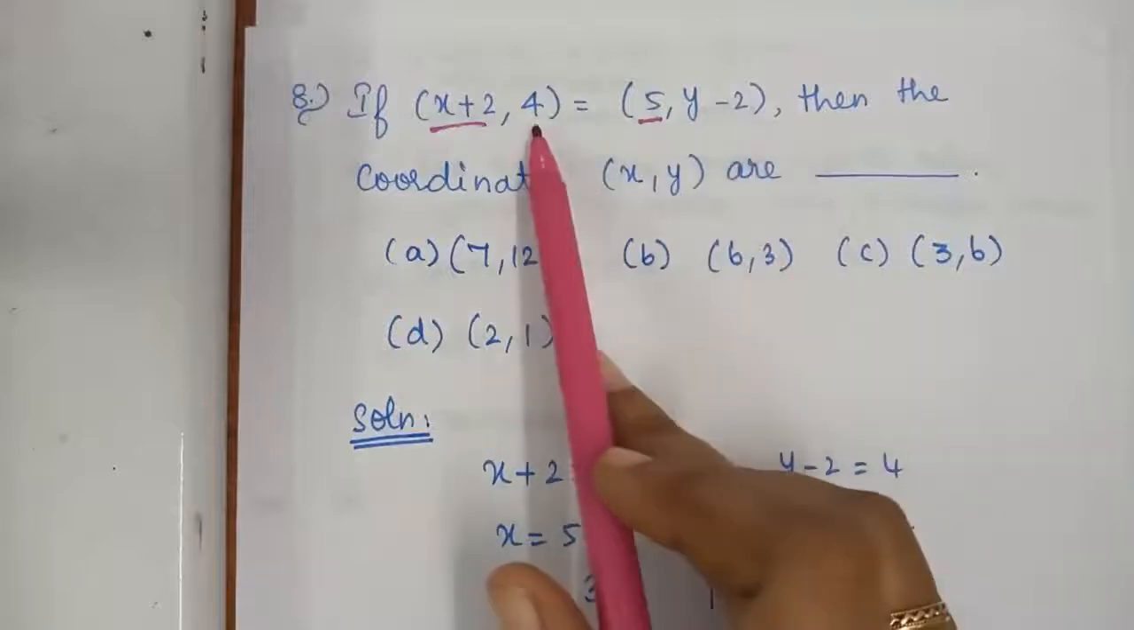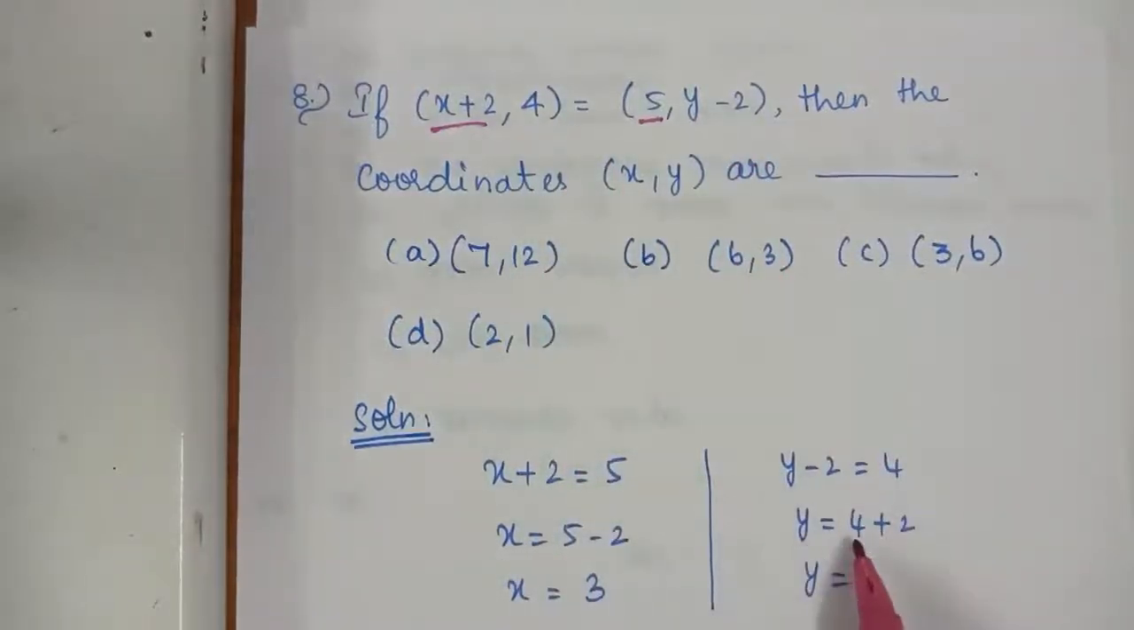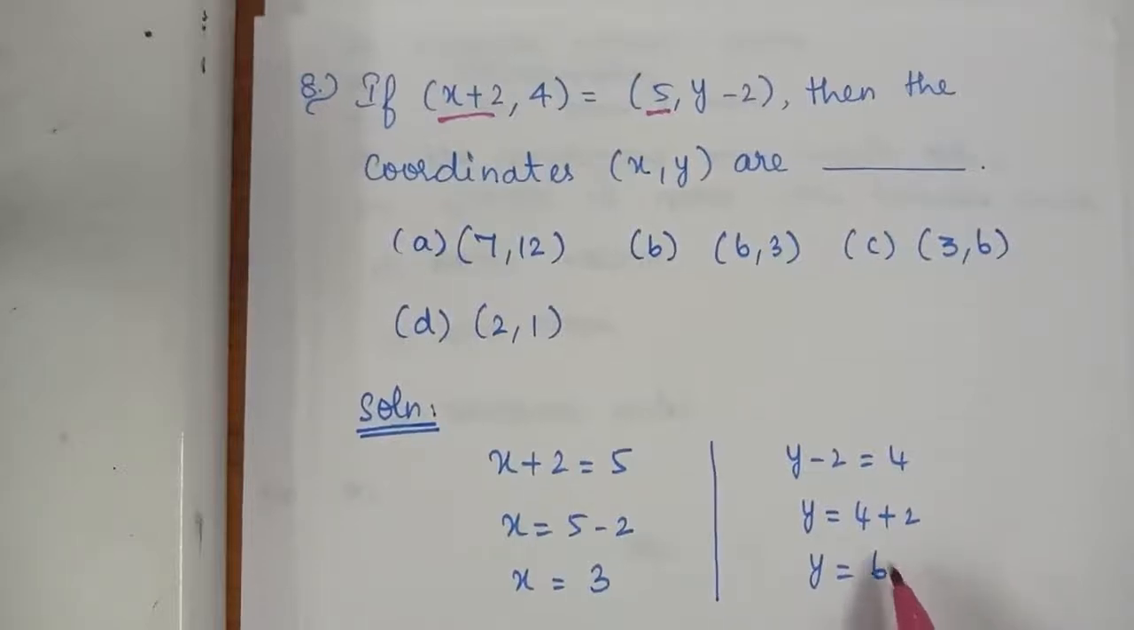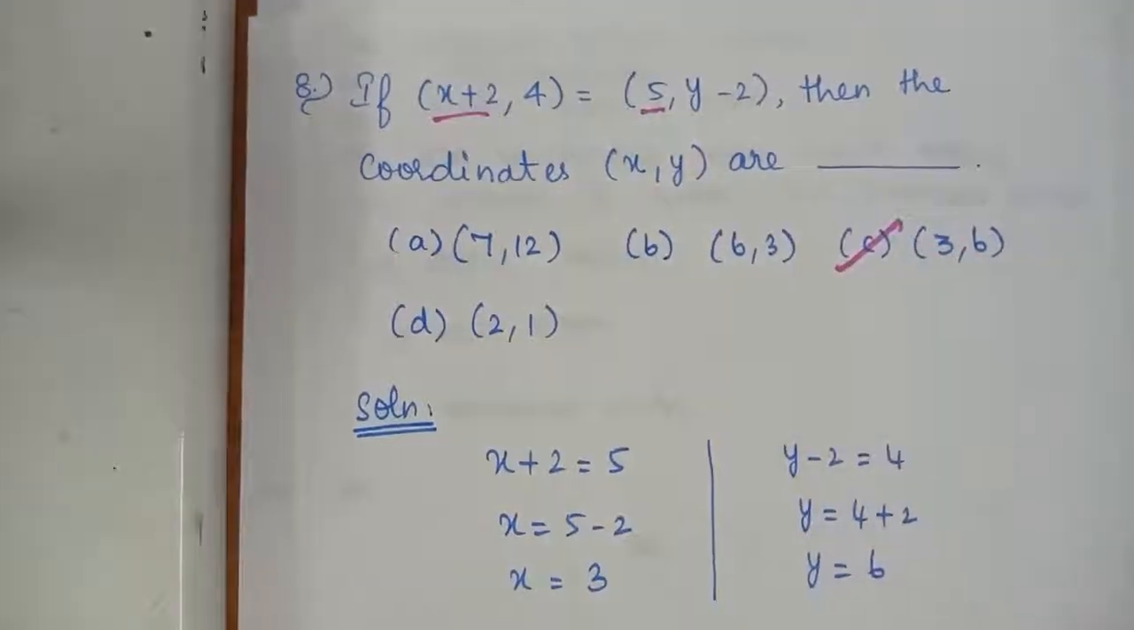Similarly, y minus 2 is equal to 4. So y is equal to 4 plus 2. The value of y is equal to 6. Therefore, the coordinates x comma y are 3 comma 6. So the correct option is option C, 3 comma 6.